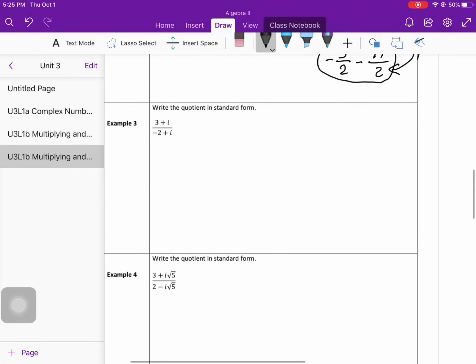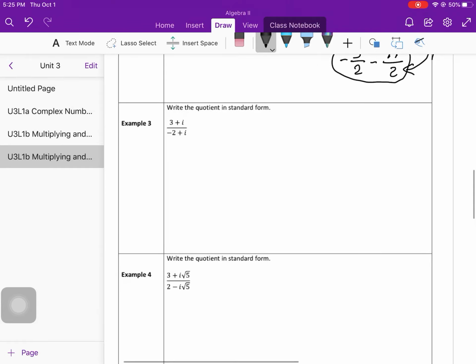Okay, let's keep going here. Do the exact same process. So the complex conjugate this time, since negative 2 plus i is on the bottom, we need to multiply by negative 2 minus i. We only change the sign that's in the middle.